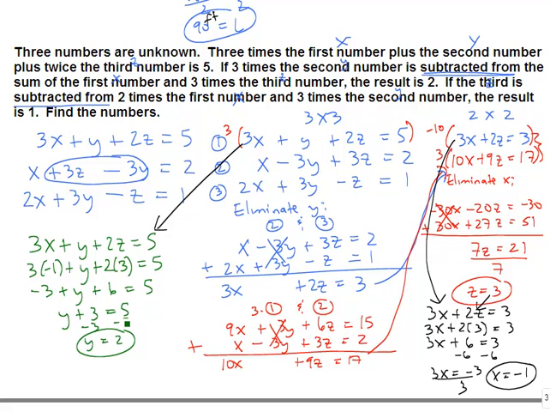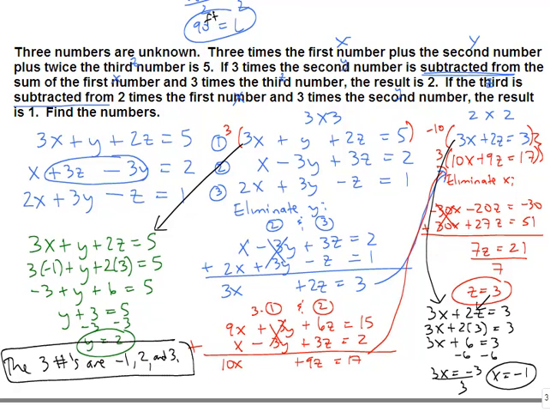So our final answer, we found x, y, and z. These were our 3 numbers. So the 3 numbers are negative 1, 2, and 3. Alright, so that's a 3 by 3 system.